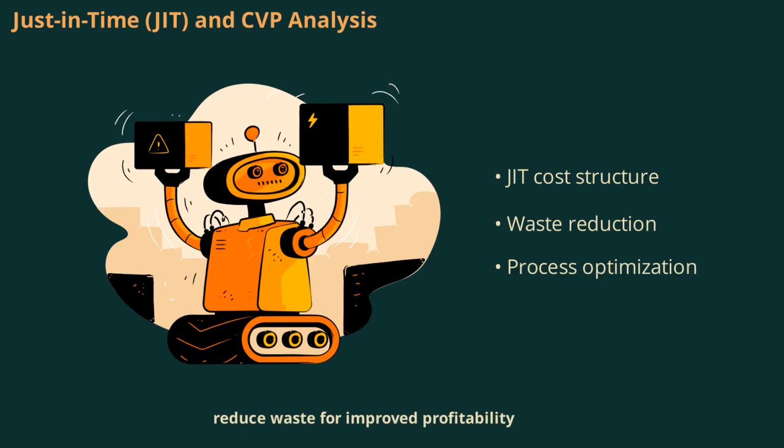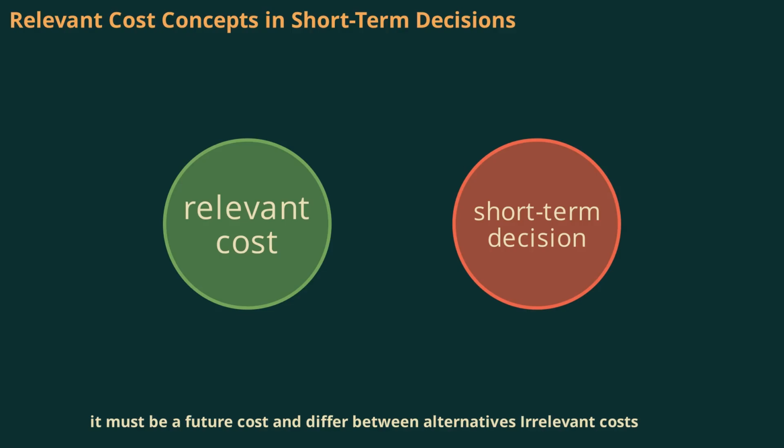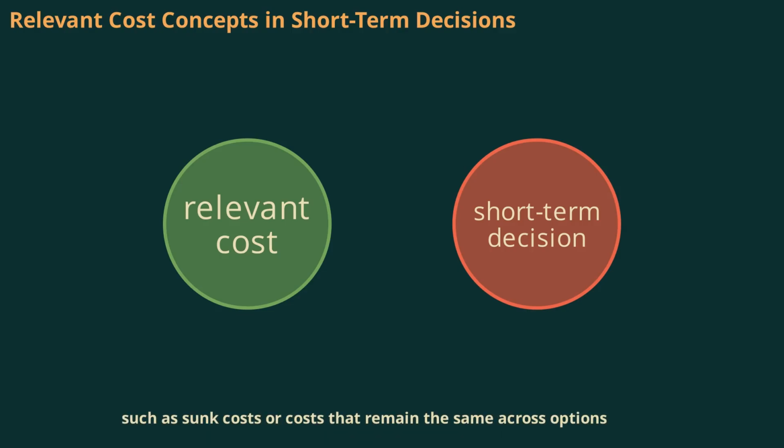waste for improved profitability. Short-term decisions, also known as tactical or relevant decisions, focus on choosing between alternatives with immediate impact. For a cost to be relevant, it must be a future cost and differ between alternatives. Irrelevant costs, such as sunk costs or costs that remain the same across options, should be excluded from analysis. Mastering the identification of relevant costs is essential for effective decision-making.